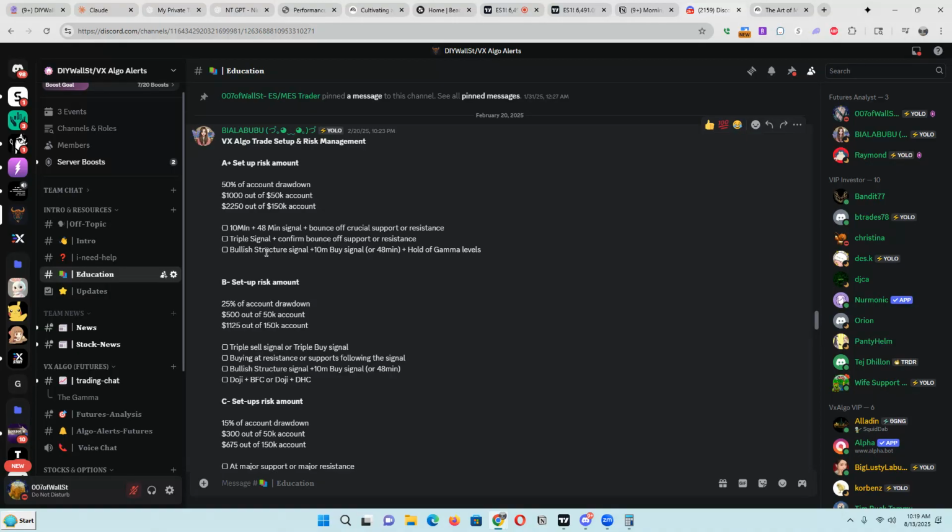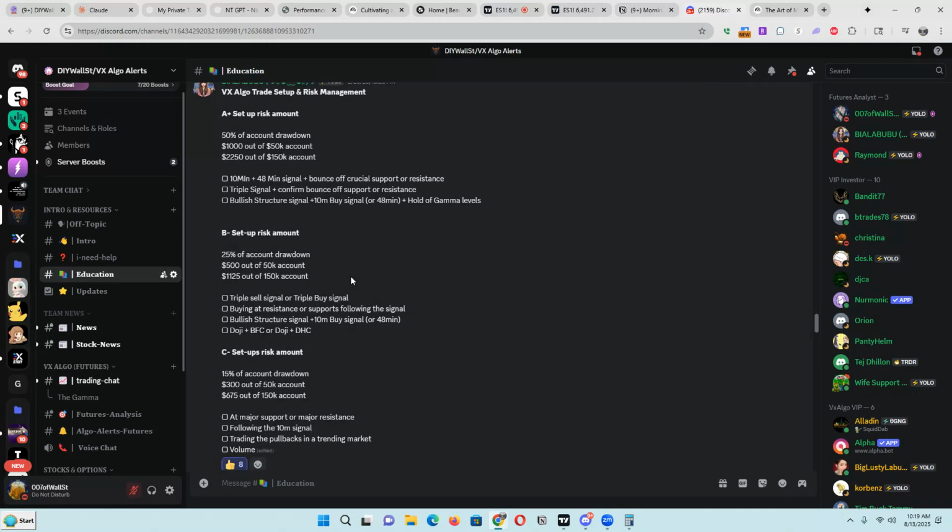And also, if we hold one of the major gamma levels, that would be somewhat the same thing as having a major support resistance level. And the B plus setup is just a triple signal by itself. So if we get a buy signal on ES, a buy signal on NQ, and a buy signal on YM, that's a triple signal. It could be a triple sell signal too. That itself is a B plus setup. Those are usually pretty effective.